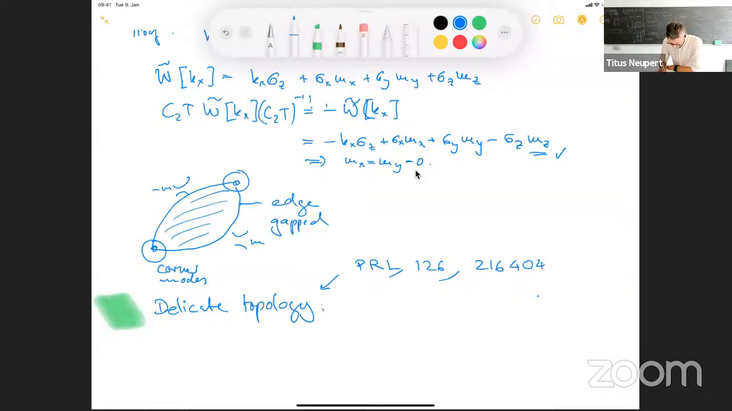So the point is that you can remove this obstruction. I'll get back to Daniel's question. You can remove the obstruction of exponentially localizing symmetric Wannier functions and trivialize by adding orbitals, atomic limits, even empty bands.